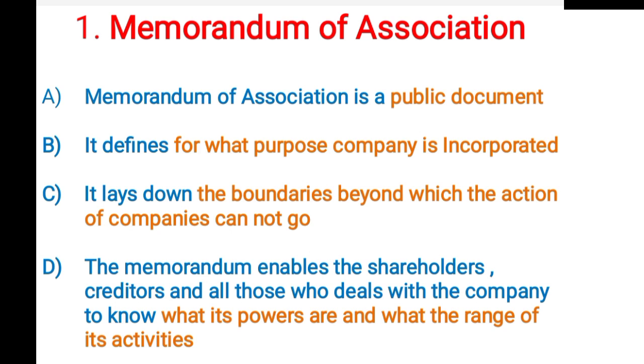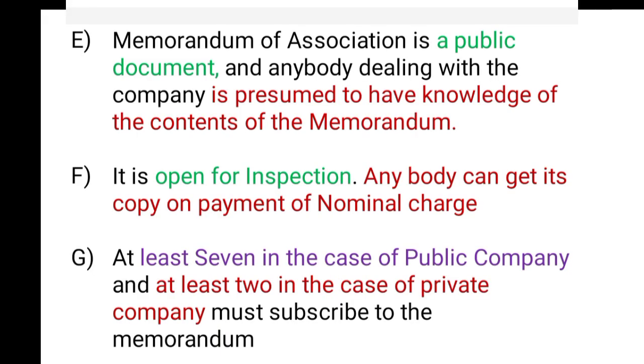Memorandum of Association is a public document and anybody dealing with the company is presumed to have knowledge of the contents of the memorandum. It is open for inspection. Anybody can get its copy on payment of a nominal charge or fee. And at least 7 persons in the case of a public company and at least 2 in the case of a private company must subscribe to the memorandum.